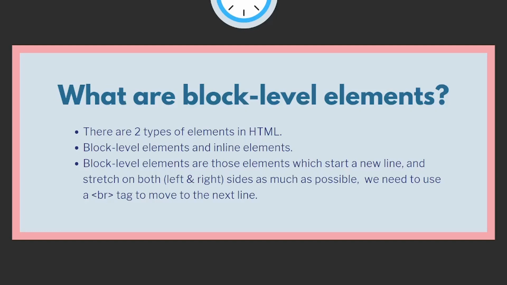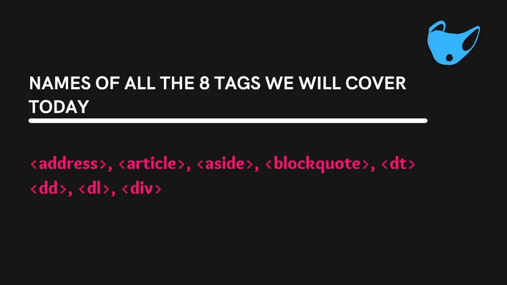What are block level elements? There are 2 types of elements in HTML. Each and every tag comes under either one of these elements. There is block level and inline elements. Block level elements start with a new line and stretch both sides as much as possible. We need to use the BR tag to move to the next line.